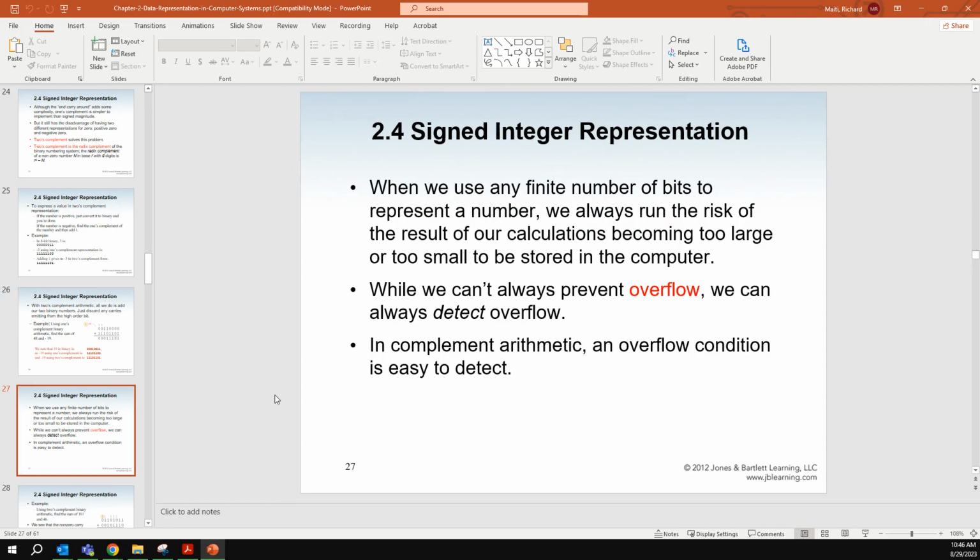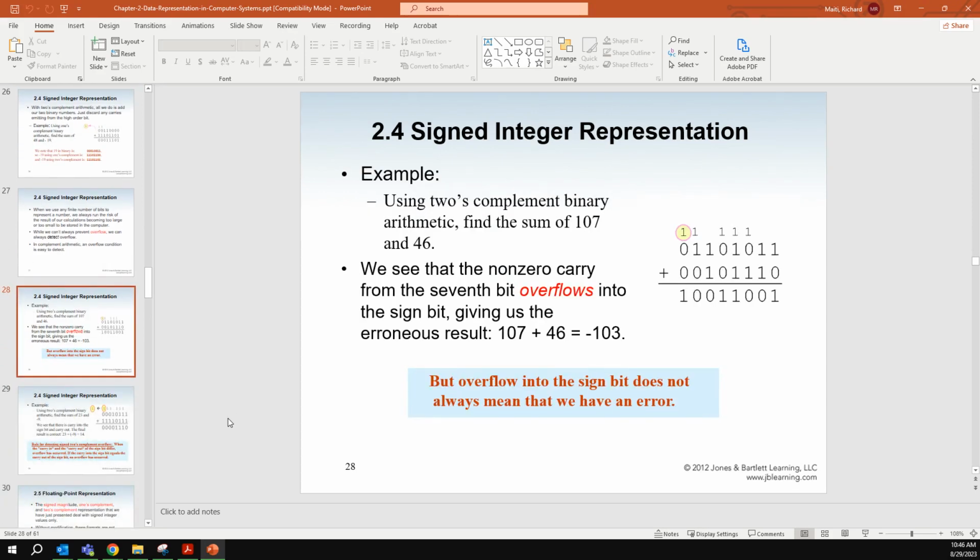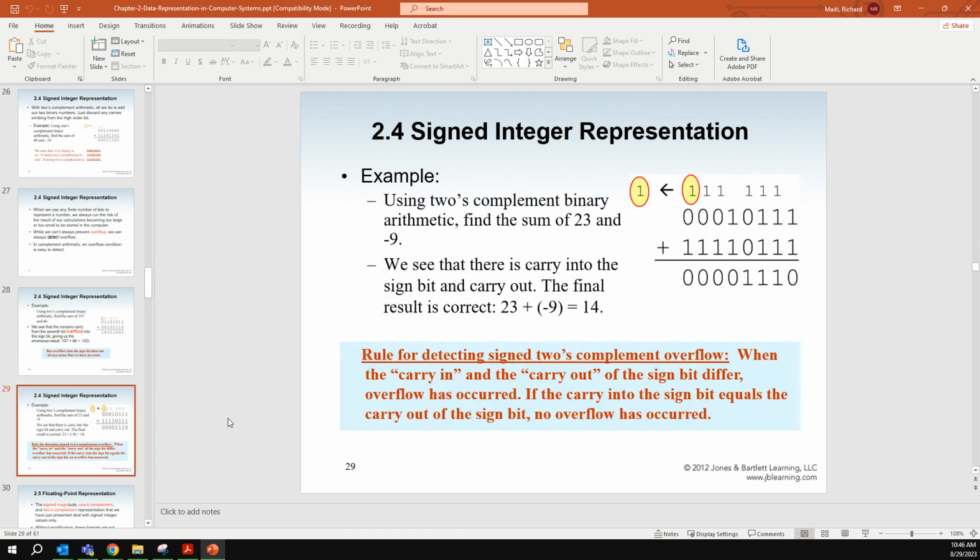So we run into issues of our calculations becoming too large. This gets into more of the overflow. This gives an example of overflow. When the carry in and carry out of the sign bit differ, overflow happens. If the carry into the sign bit equals the carry out of the sign bit, no overflow has occurred.